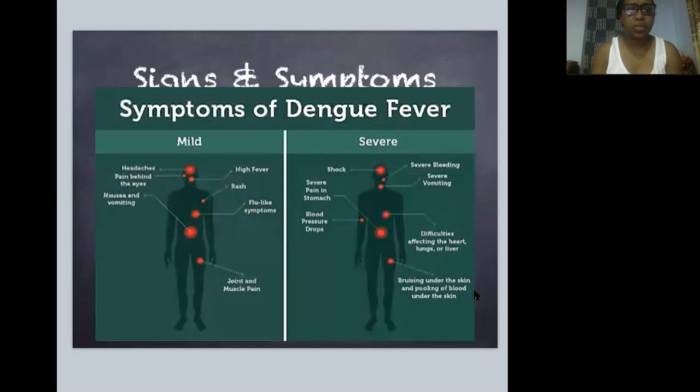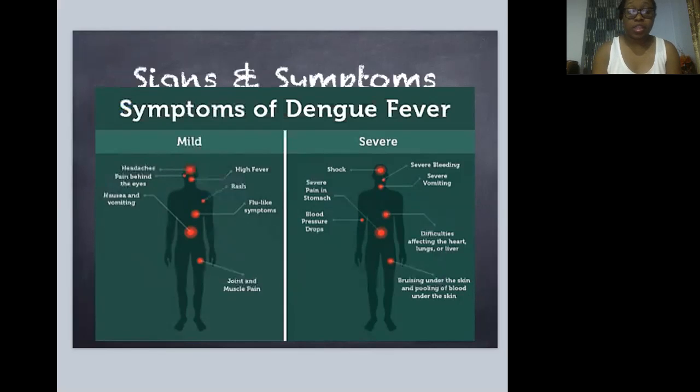So, signs and symptoms of dengue fever. Dengue fever is a severe flu-like illness that can infect all ages, all ethnic groups. You can have mild dengue fever and severe dengue fever. Dengue fever should be suspected when you have a high fever, 40 degrees Celsius or 104 degrees Fahrenheit. So you must have this high fever and any other 2 symptoms such as severe headaches, pain behind your eyes, muscle and joint pains, nausea, vomiting, or you can have swollen glands.